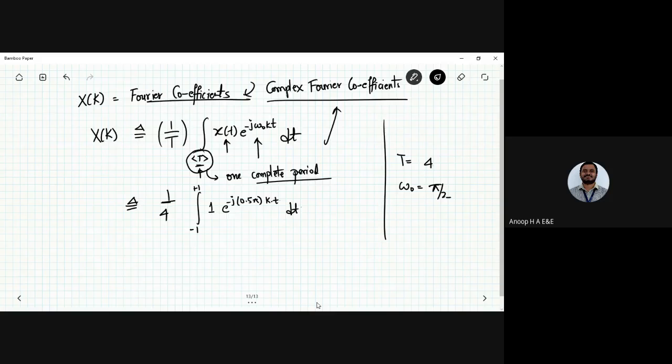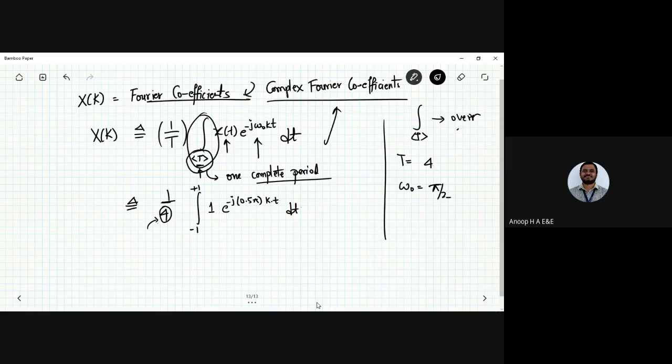So 1 by T, where T is 4 here. And why did I write from -1 to +1? Its value is over a complete time period. This integral, whatever it represents, is over one complete time period.